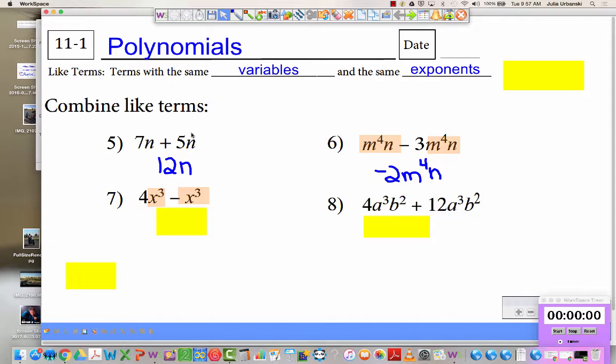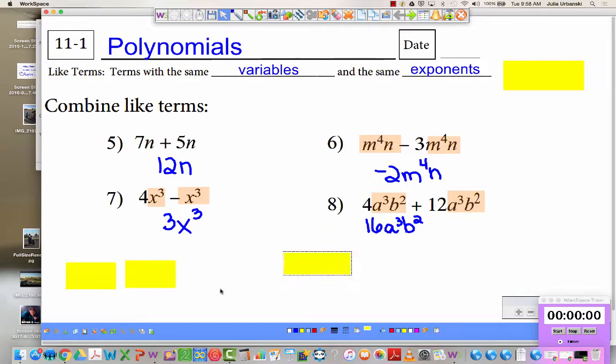So number 7, we got 4, take away 1. What do we have? 3x to the third. Number 8. Good. A to the third, b to the second does not change. You're just counting up how many of them you have total, and 4 and 12 make 16 of them. Okay? Because it was a positive 1 and a minus 3. And those aren't the exponent rules, those are just the coefficients.